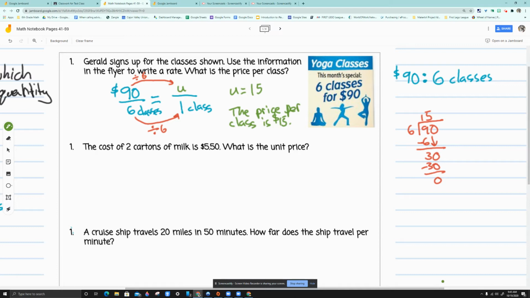Okay, so this is the unit rate. It's $15 per class. That's the unit rate. So if I was to really be clear in my answer, I would say the unit rate is $15. Or I could say $15 to one class.